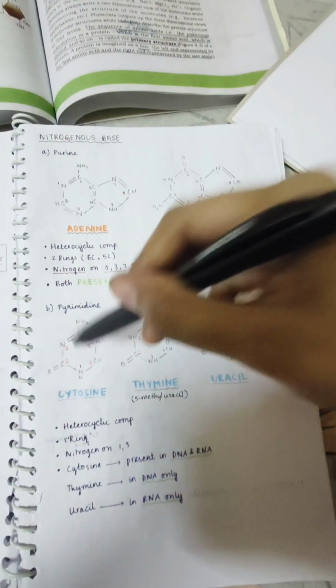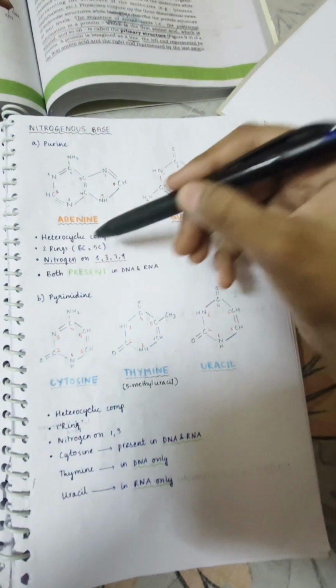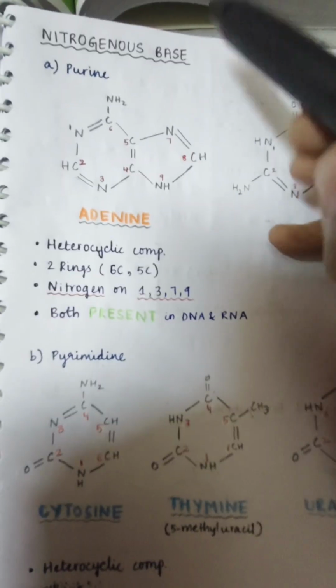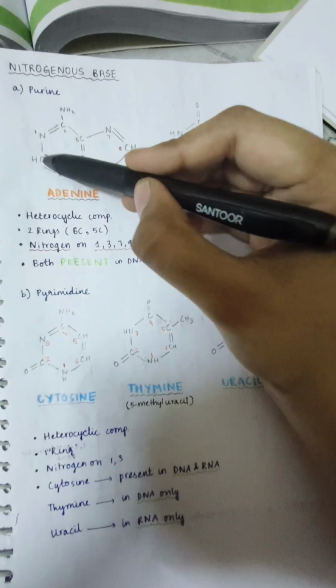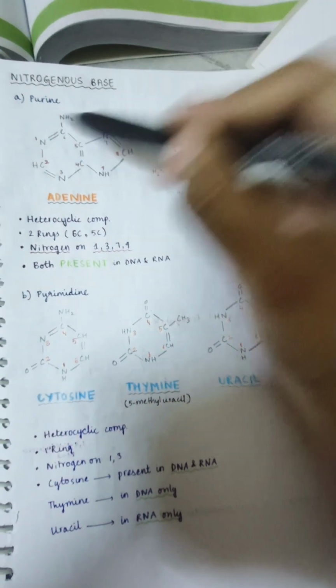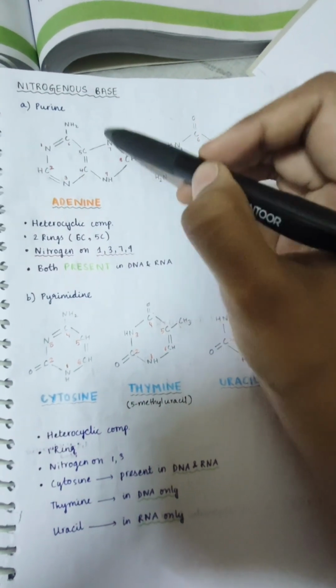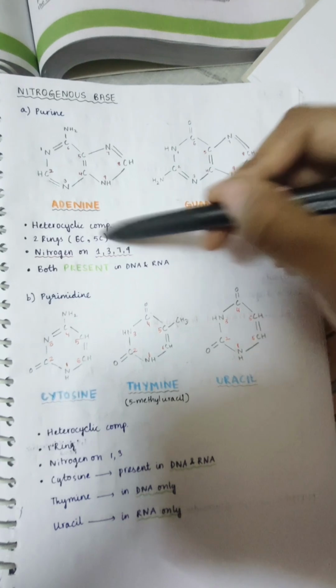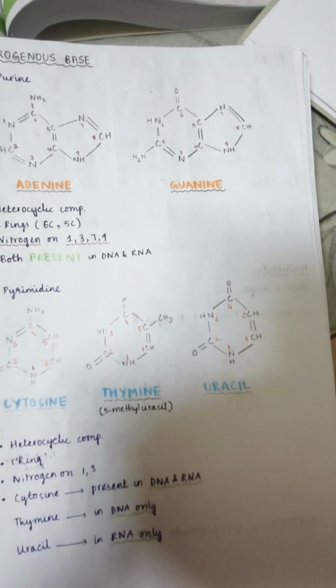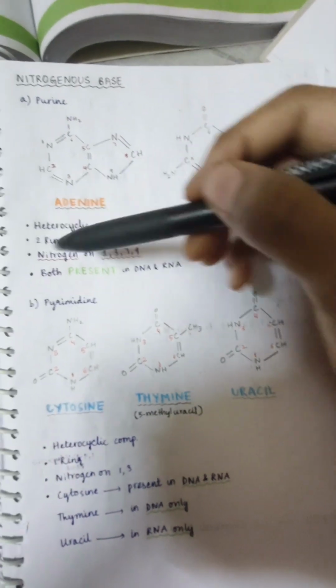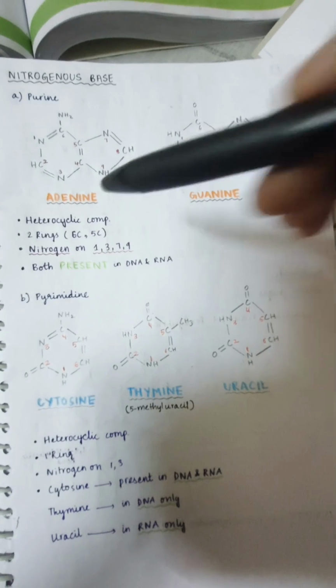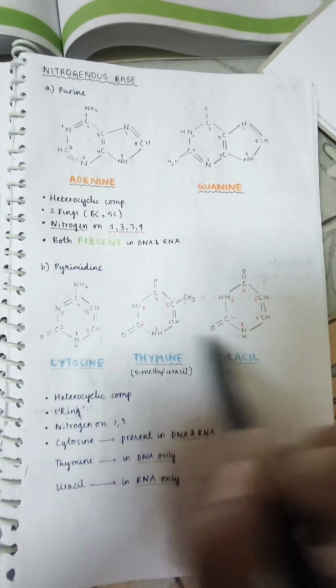Pyrimidines have only a single 6-membered ring. All are heterocyclic, with nitrogen and carbon, so it's heterocyclic, not homocyclic. For purines, 2 rings, 6 carbon and 5 carbon. Just see the numbering here: 1, 2, 3, 4, 5, 6, 7, 8, 9. Nitrogen is found at 1, 3, 7, 9. Same for this. For adenine and guanine, both are present in DNA and RNA. Pyrimidine, you have these 3.